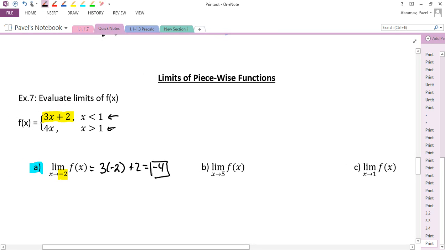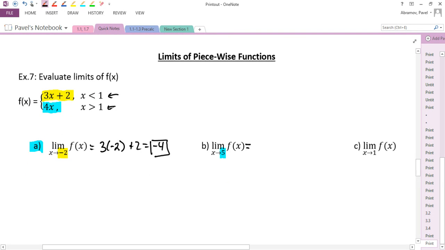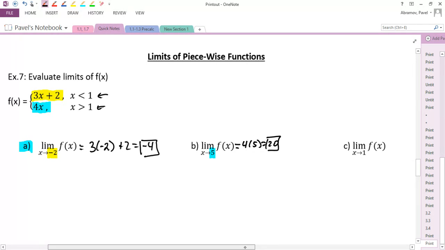Then on B, we're approaching this function when x equals 5. Once again, we need to decide which piece we are using. Are we using the top piece or the bottom? Well, x equals 5 is clearly greater than 1, therefore we're going to be using the bottom piece. We're not looking at the top piece at all. We're using the bottom one only, and we'll say 4 times 5 is 20. Perfect. Now, this is the part where most of the students make mistakes.